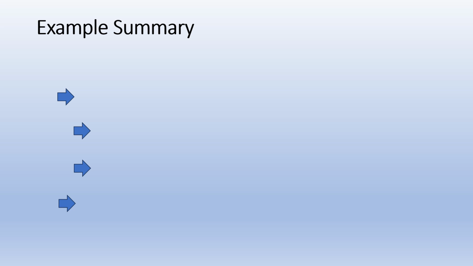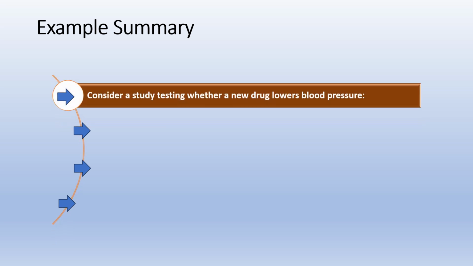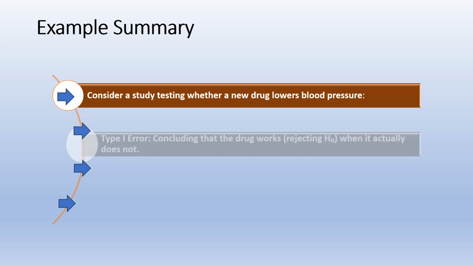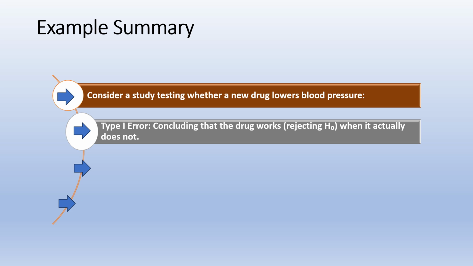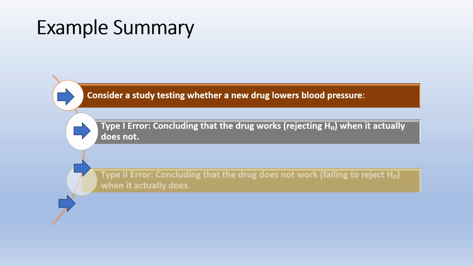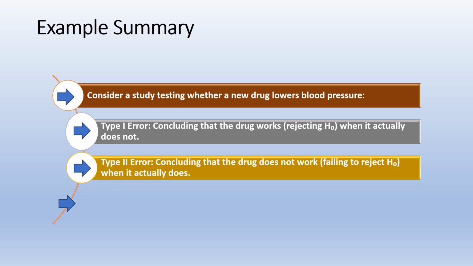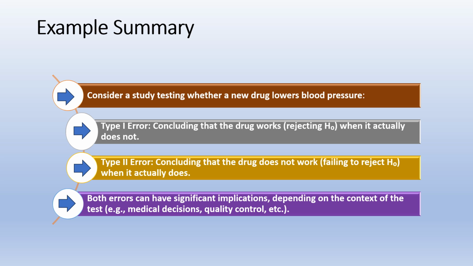Let us summarize this with an example. Consider a study testing whether a new drug lowers blood pressure. Type 1 error occurs when we conclude that the drug works when it actually does not. Type 2 error occurs when we conclude that the drug does not work when it actually does. Both errors can have significant implications depending on the context of the test. Example, medical decisions, quality control, etc.